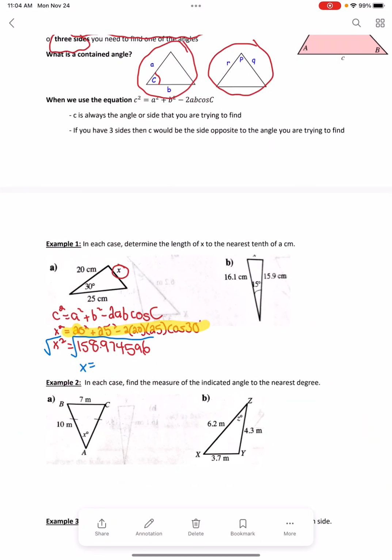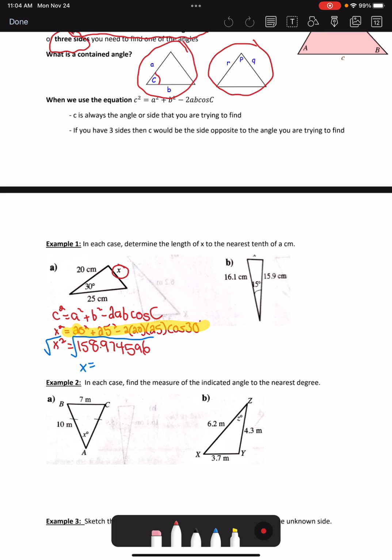Sometimes I have kids who forget to square root. So I think really when you look at the picture, does your answer make sense? If you get 158, does that make sense in that diagram? No, it doesn't. So that should be a clue that, hey, I forgot a step. I forgot to square root. Okay, let's try the next one.